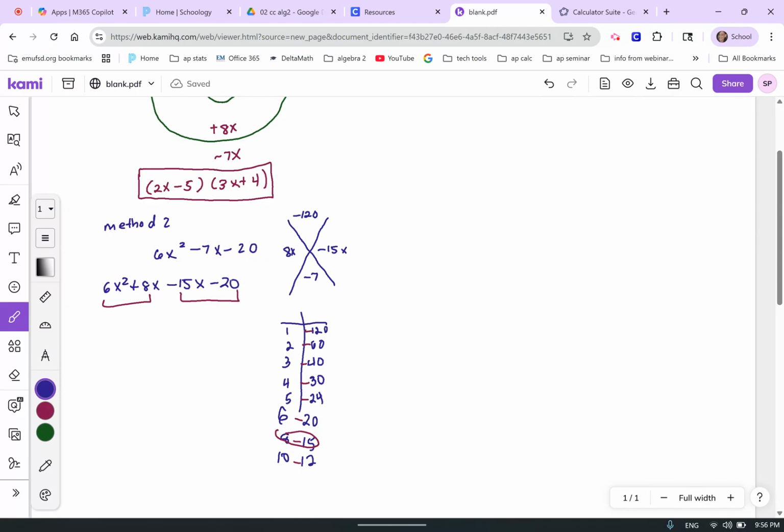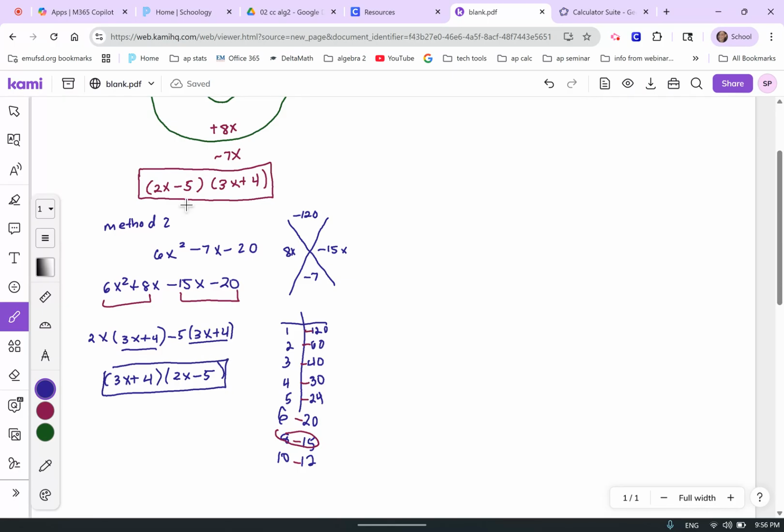When I group the first two, I get a GCF of 2x, and I'm left with 3x plus 4. For the second grouping, I have a common factor of 5, and it's actually a negative 5. When I factor it out, I get 3x plus 4. I have a common binomial of 3x plus 4, and I'm left with 2x minus 5.